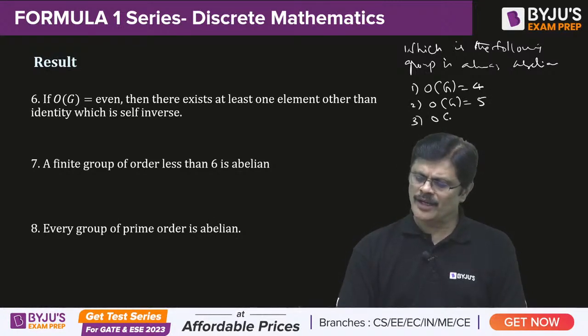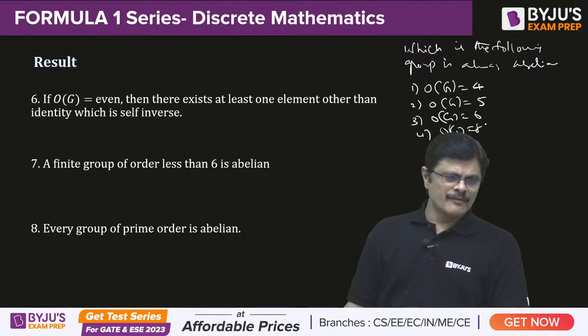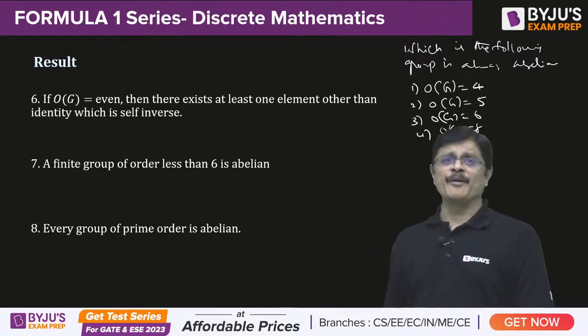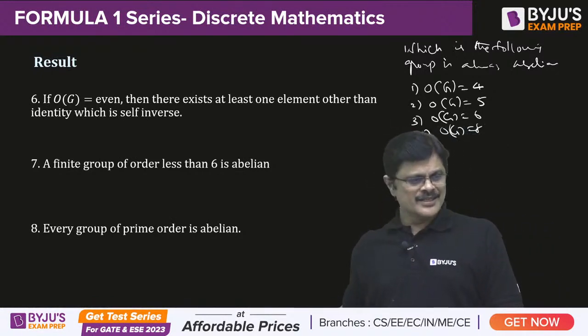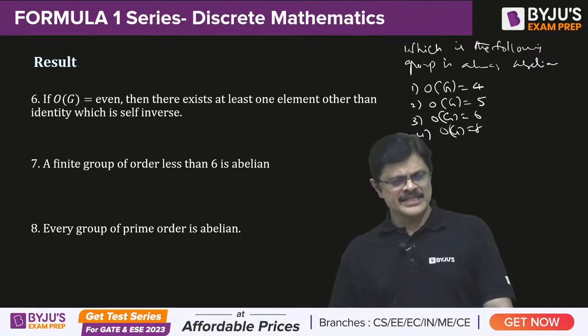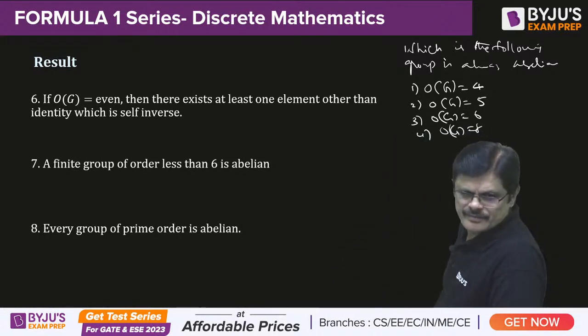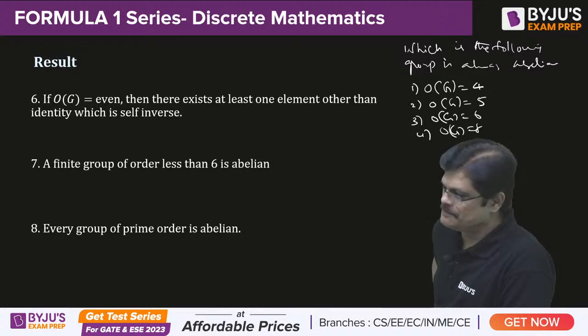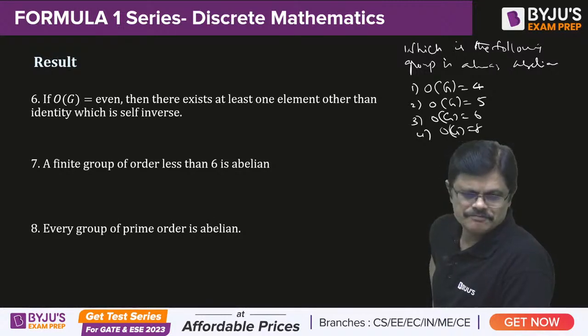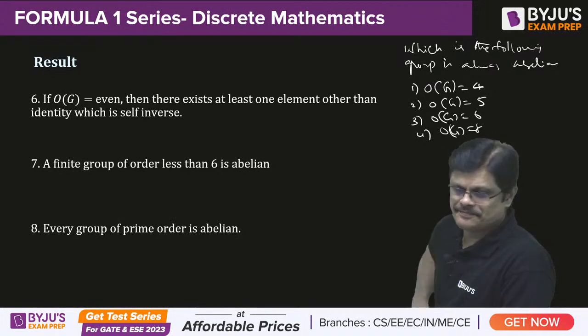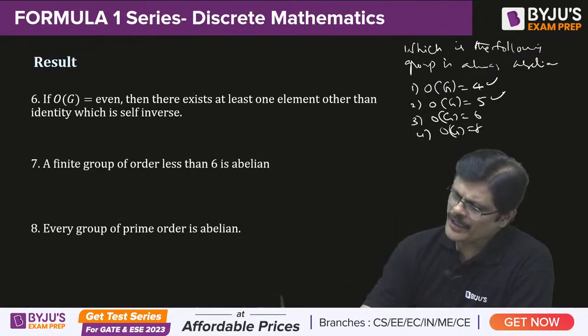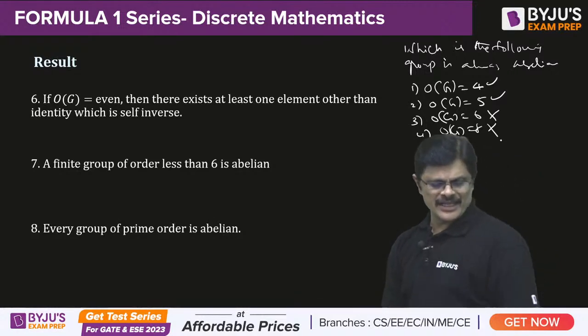A group with order 6. A group with order 8. Which of them is always abelian, my dear friend? This type of question can be asked. Here it is a multiple choice or multiple select question. See, these two are compulsory abelian, these two are not. Am I clear? Like that.